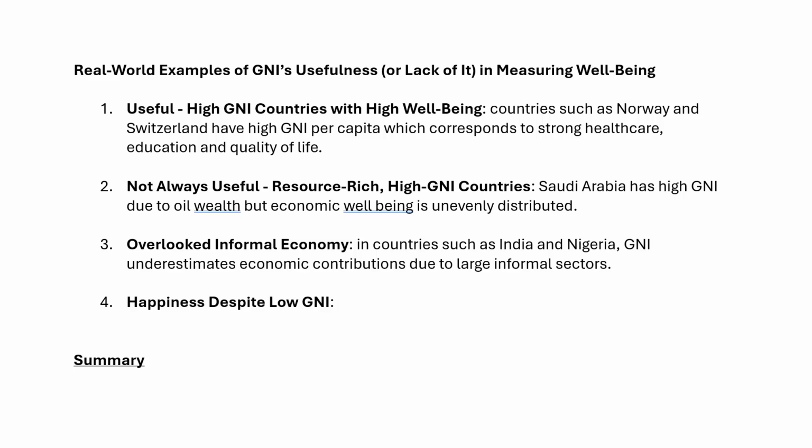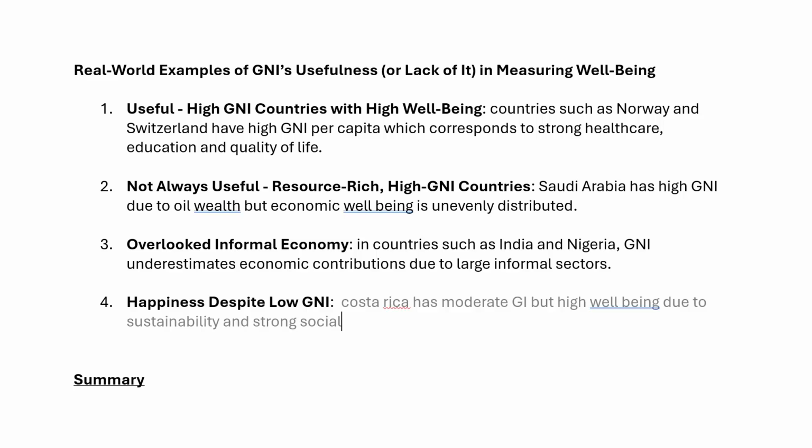And in the last category, we've got countries that have high happiness despite low GNI. An example is Costa Rica. Costa Rica has moderate GNI, but high well-being due to sustainability and strong social support. All right, made it there in the end.